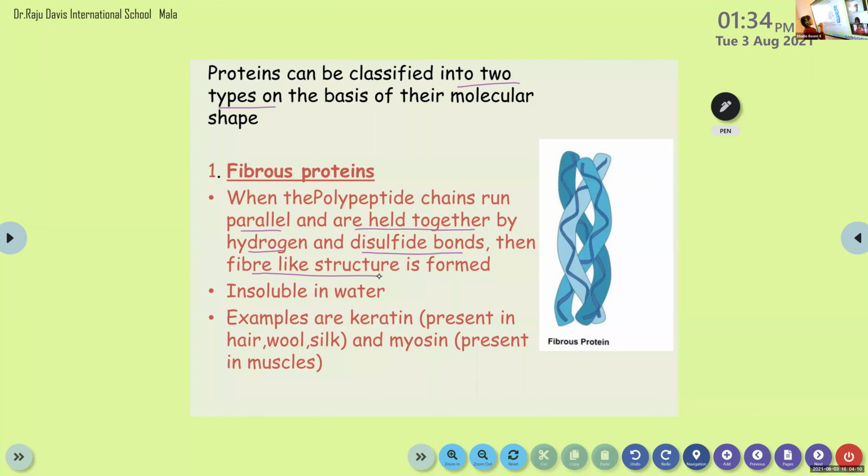These fibrous proteins are insoluble in water. Examples of such fibrous proteins: keratin, present in hair, wool, silk, etc. Next one is myosin, present in muscles. These two are examples of fibrous proteins. They have a parallel structure held together by hydrogen bonds and disulfide bonds, forming a fiber-like structure, and they are insoluble in water.